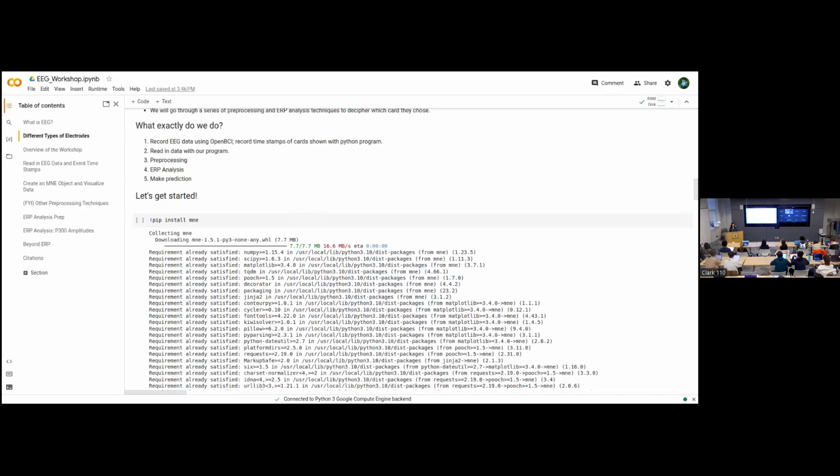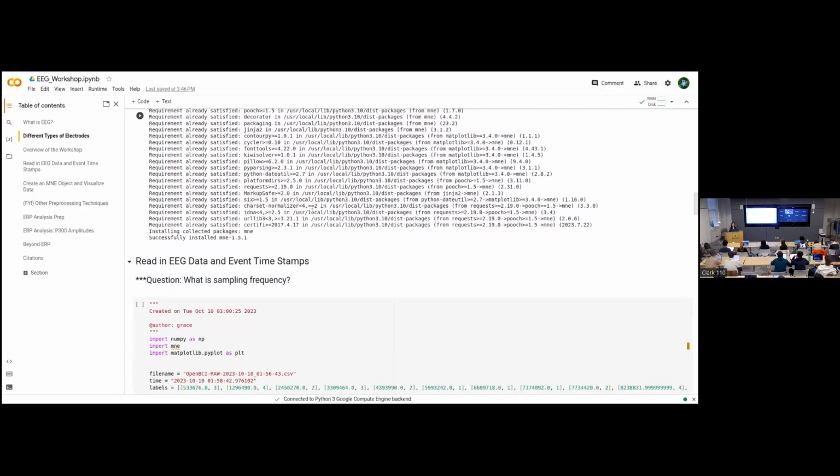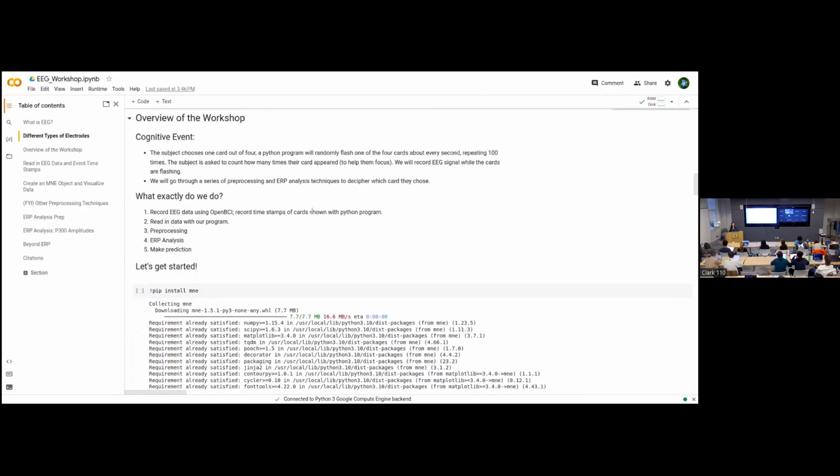The raw recording that OpenBCI gives us is actually a TXT file, or text file. We're going to convert that to a CSV, which stands for comma separated values file. With that, we're going to be able to read the data again with a Python program, such as the one we're using in this Colab notebook. Then we're going to interpret the data, pre-process it, do ERP analysis, and in the end make a prediction of which card they selected.